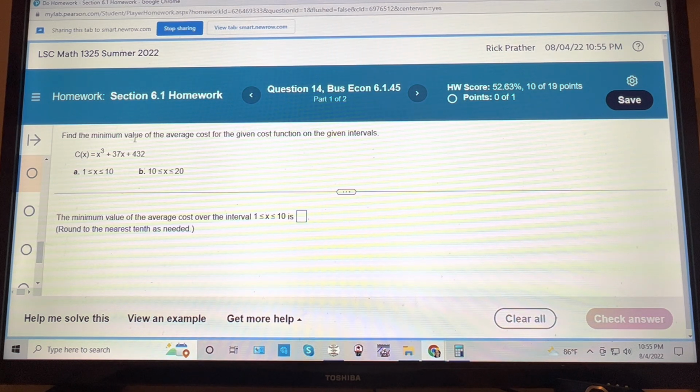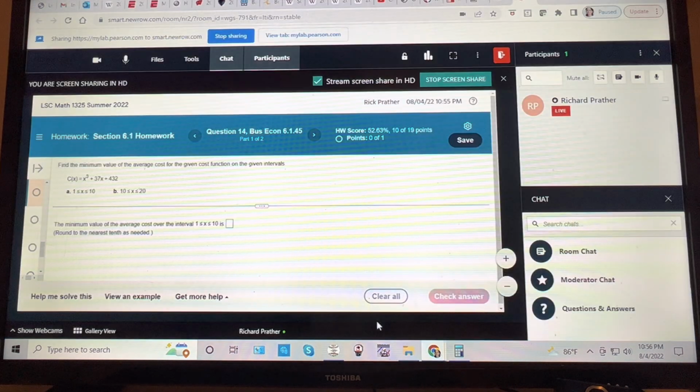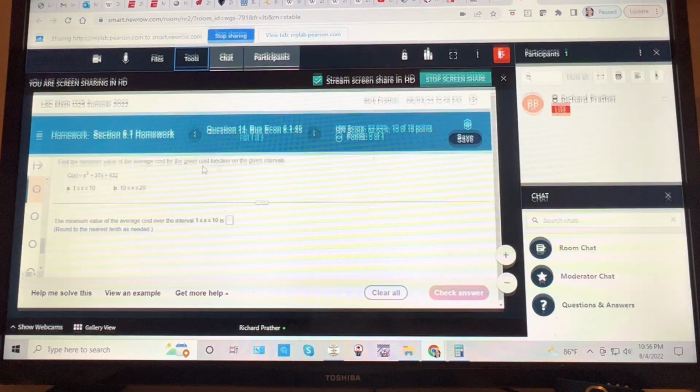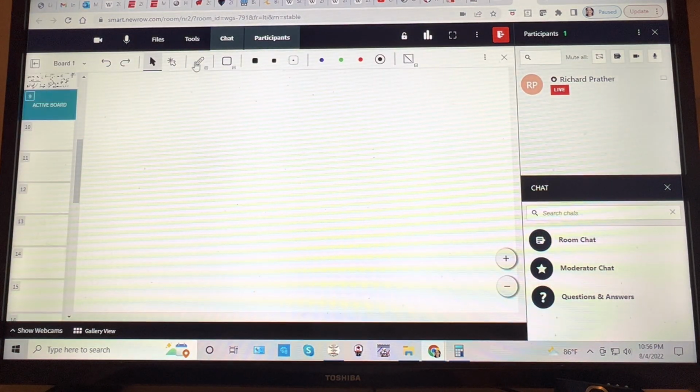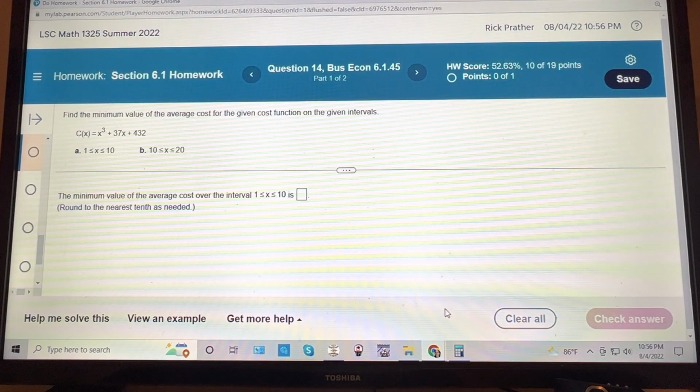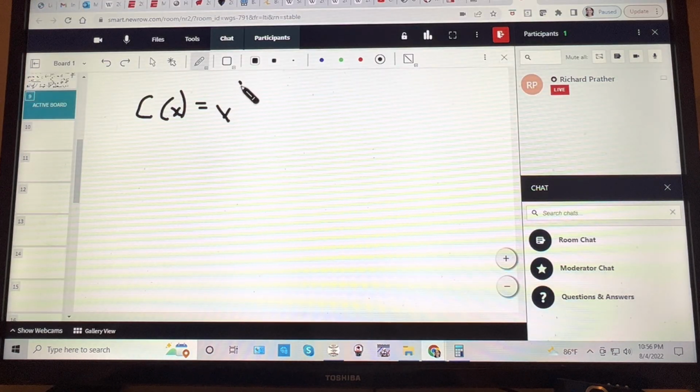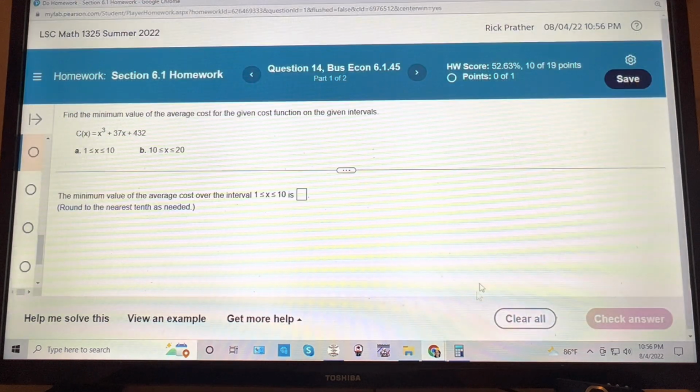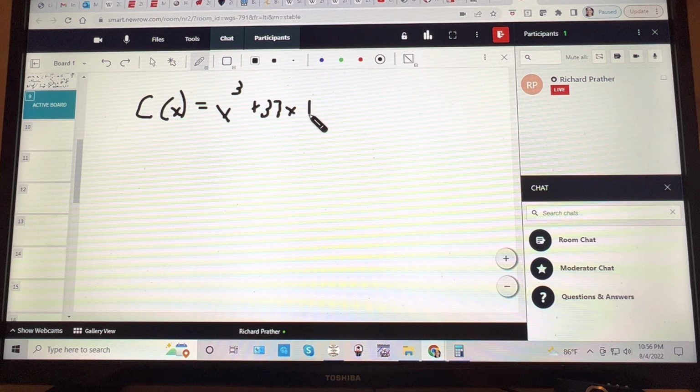Okay, find the minimum value of the average cost for the given function. So in business, this is called a cost function when they put C of x. C of x is your cost function. What's it cost to run your business or any part of the business? This is problem 14. So it's x cubed plus 37x plus 432.